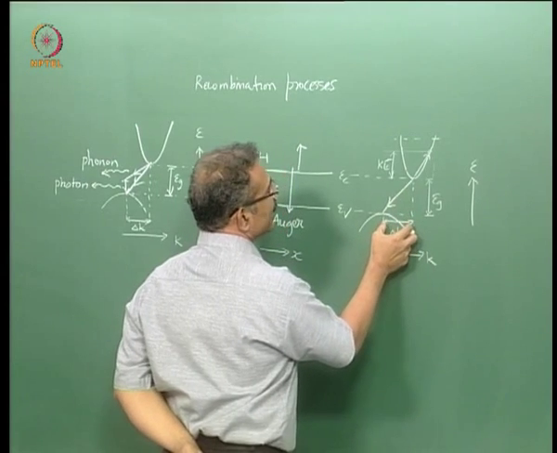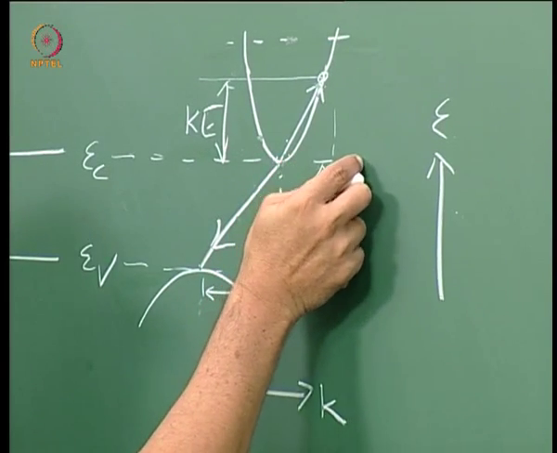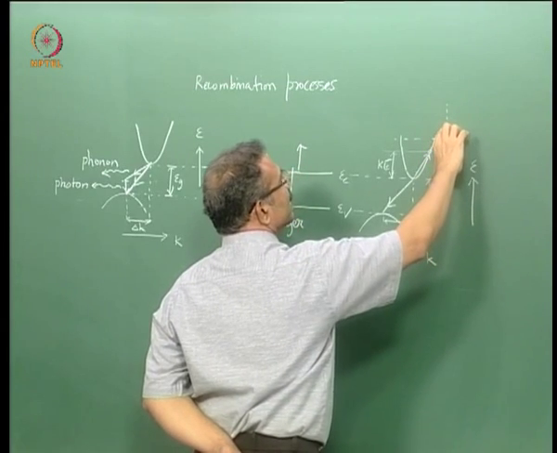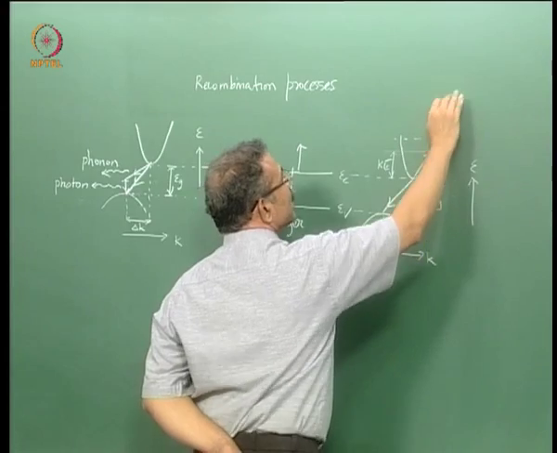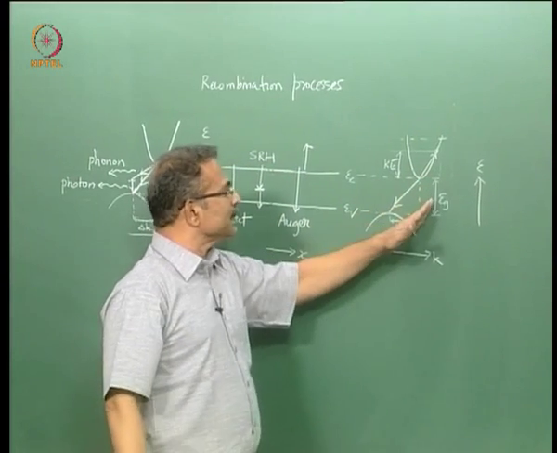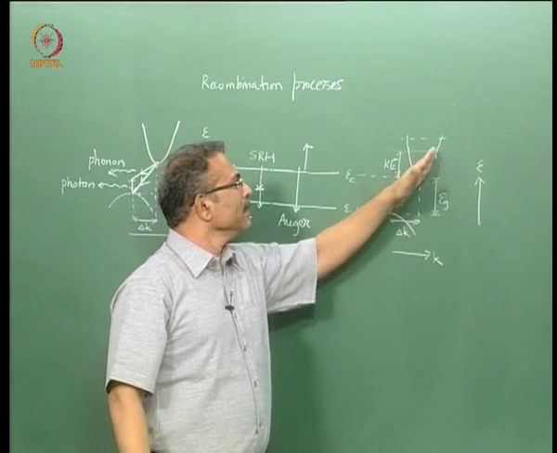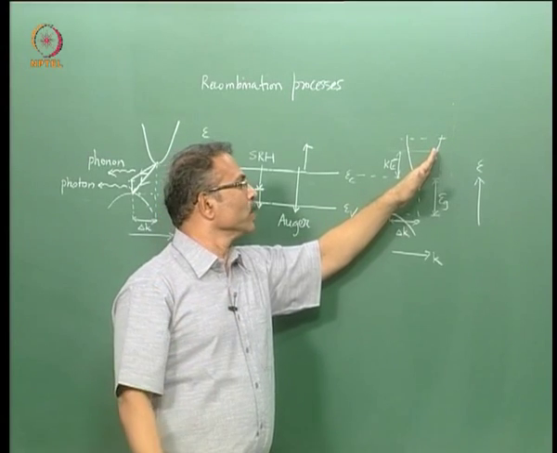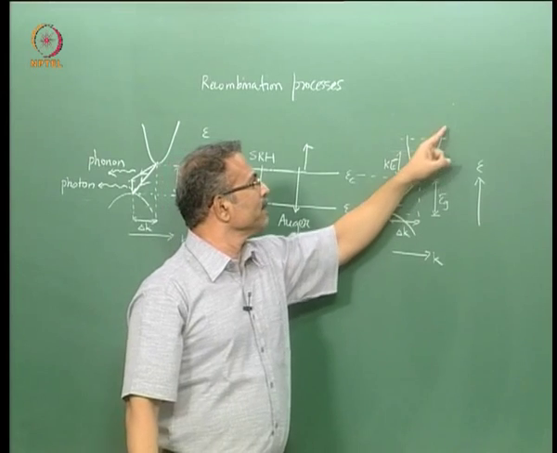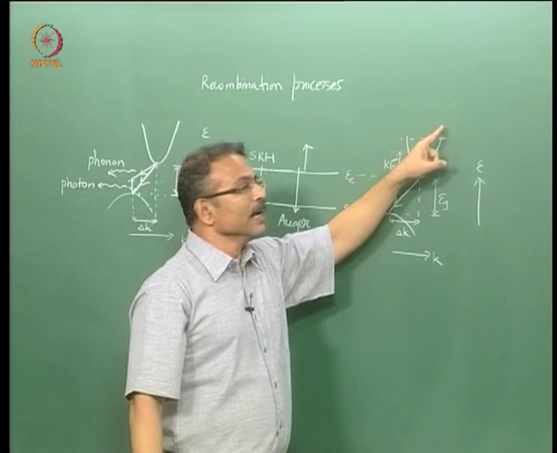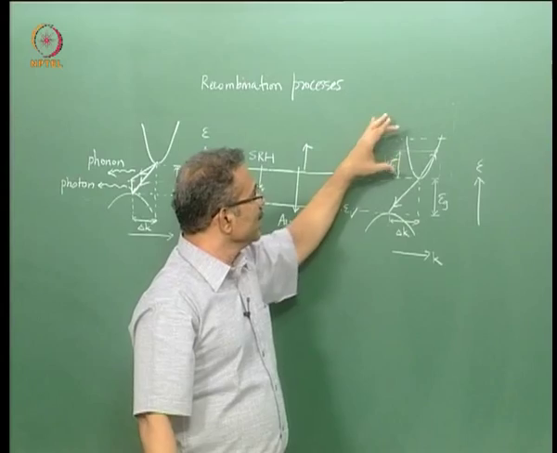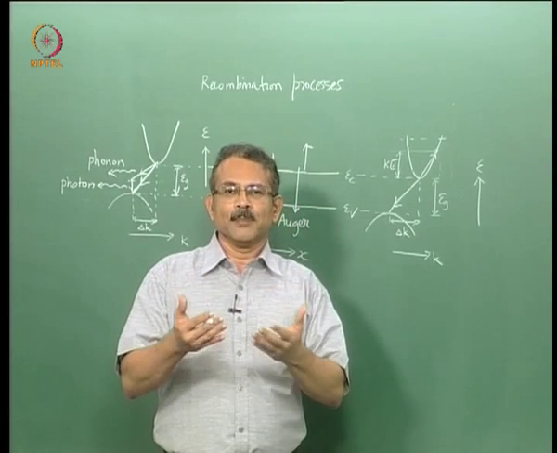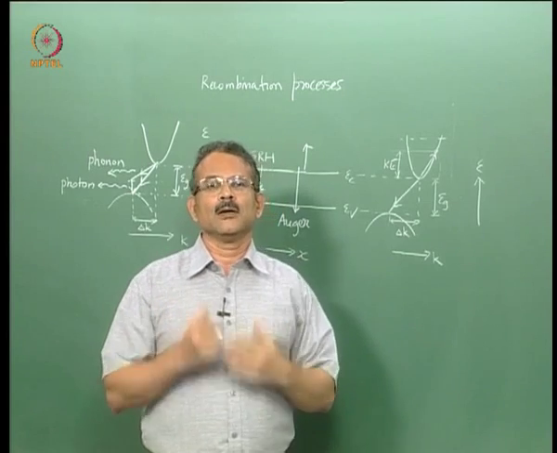I take this delta k and put this delta k here and take the energy corresponding to that delta k, I will get some energy. If that energy turns out to be less than Eg, then the remaining energy can be taken away by a photon. However, if the curvature of the EK diagram is such that that energy is more than the Eg, then such a thing is not possible. In other words, in that particular material, the Auger recombination cannot release a photon.